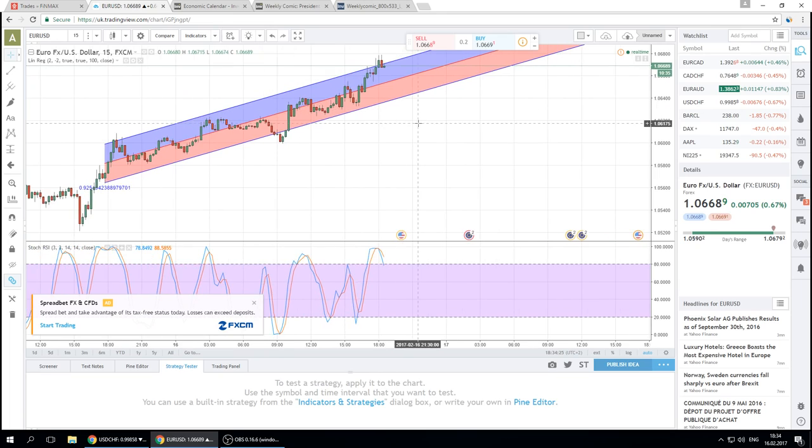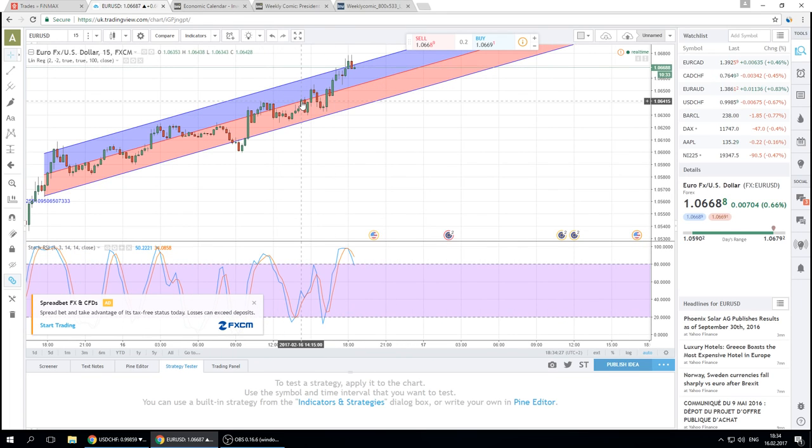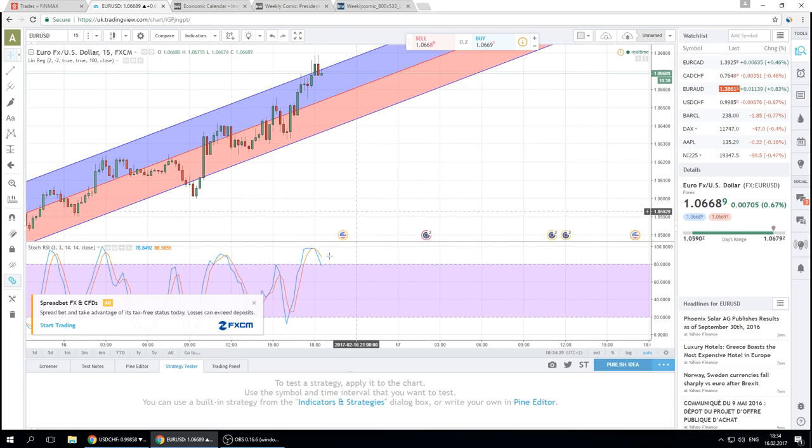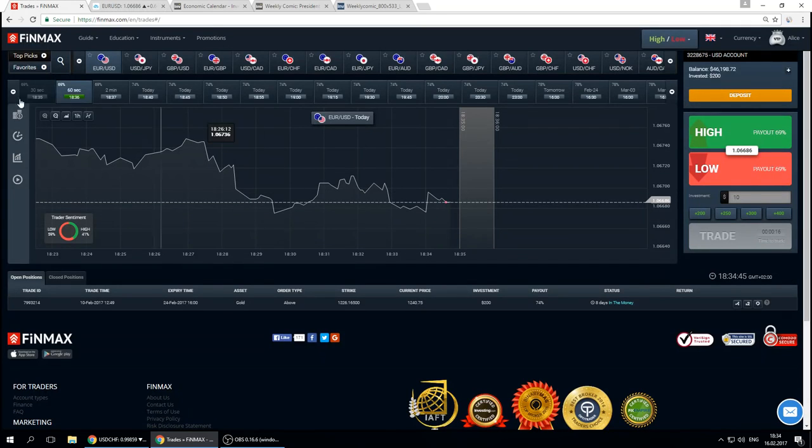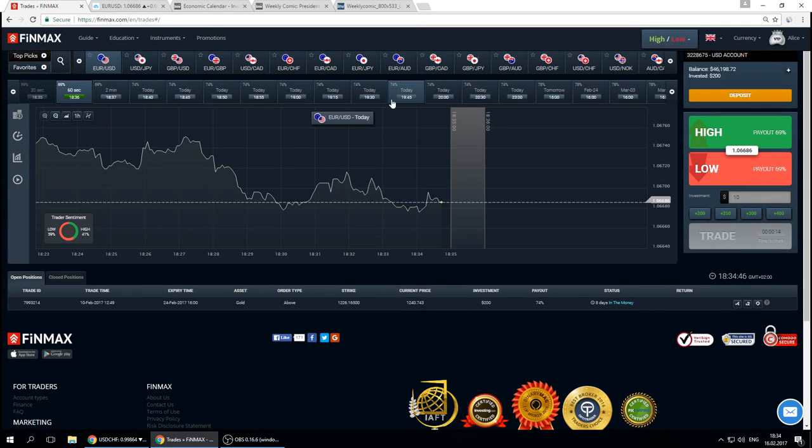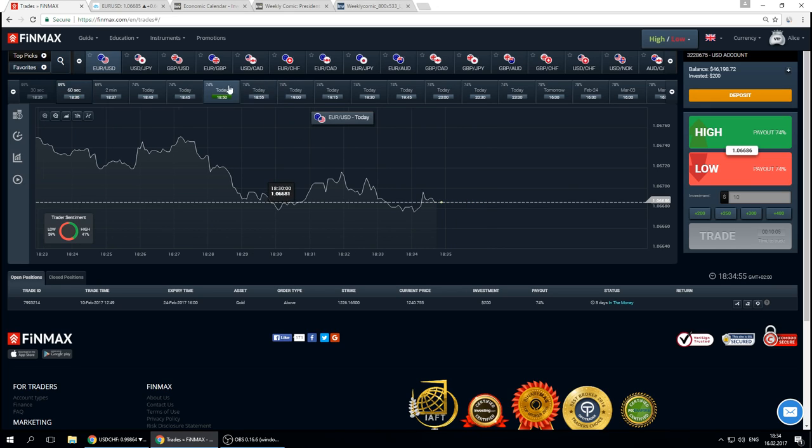So right now on the 15 minutes time frame, we see that Euro is growing. The stochastic RCI shows us that the prices are on their highs, so there is potential falling. Right now we're going to open one trade on Euro USD, 15 minutes. Right now it is 6:34, so 15 minutes means this trade is going to expire at 6:50.